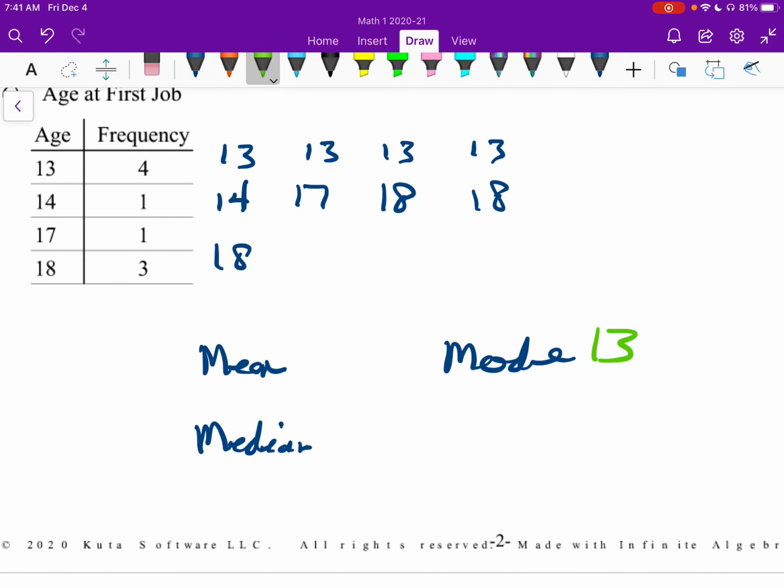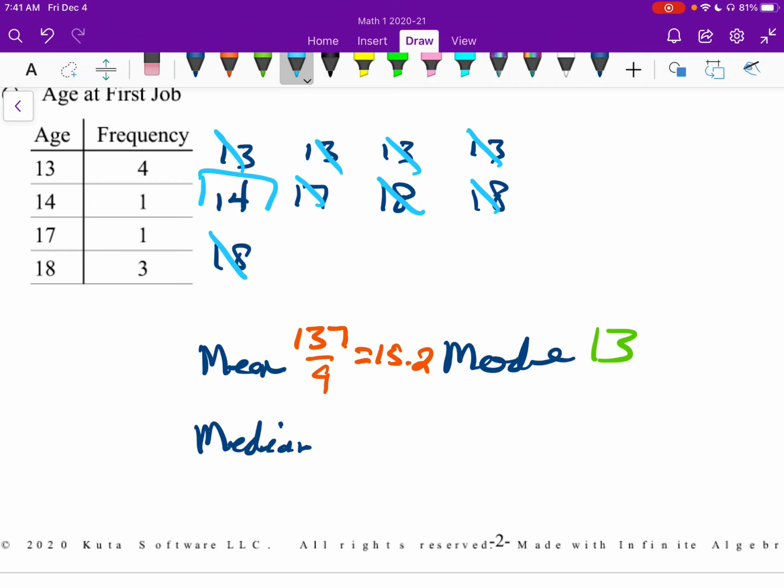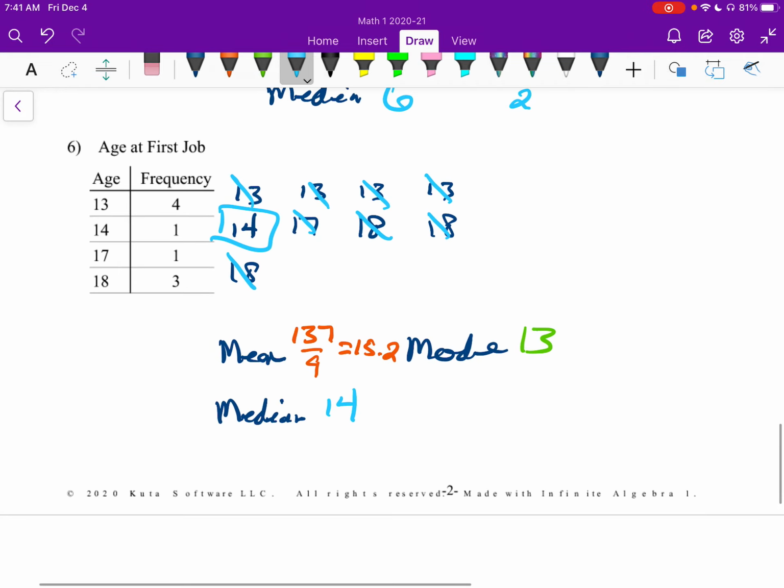The mean, I add them up and divide by how many there are. There are 9 numbers here. So 13 and 14 and 17 and 18. So 137 over 9. So I got 15.2. The median, the middle number, is going to be 14. All right, that's that.